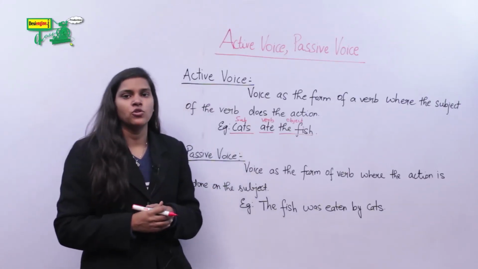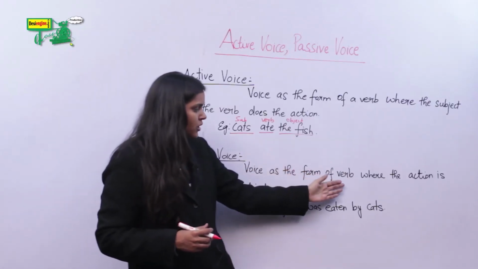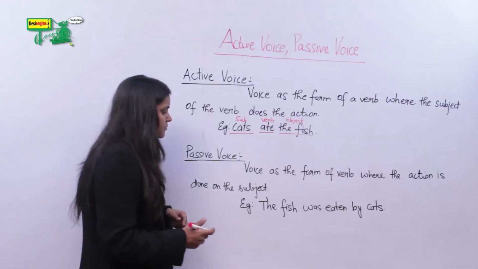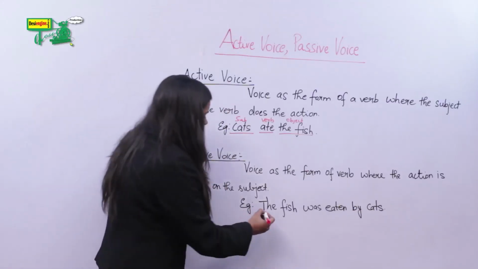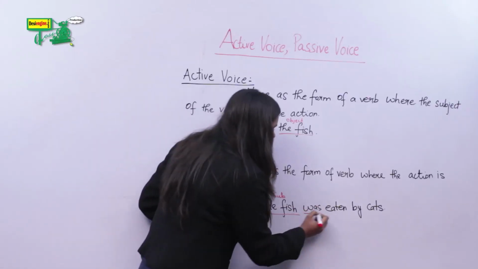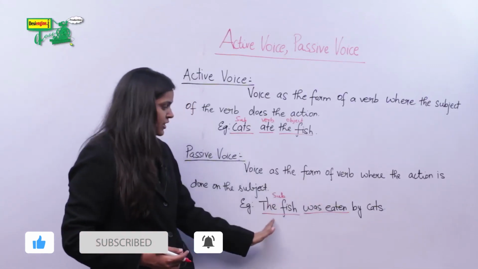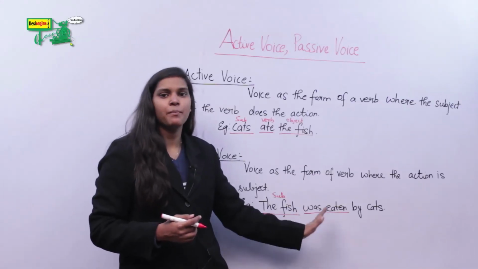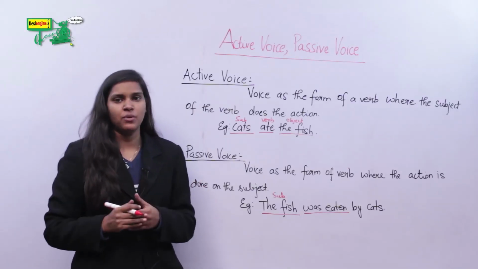Let's do the next kind of voice, which is passive voice. Passive voice is the form of a verb where the action is done on the subject. For example, the fish was eaten by cats. Here, the subject is the fish and the verb is was eaten. The action is being performed on the subject, that is, the fish was being eaten. Therefore, the voice of the verb is passive. So, today we have spoken about the active voice and the passive voice.